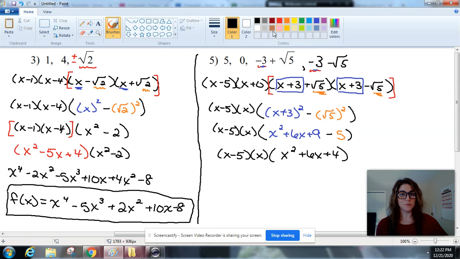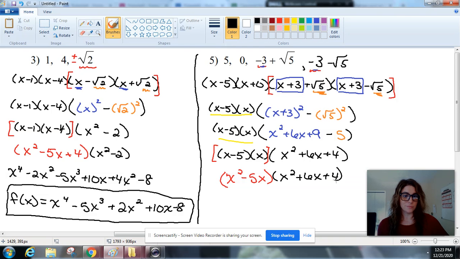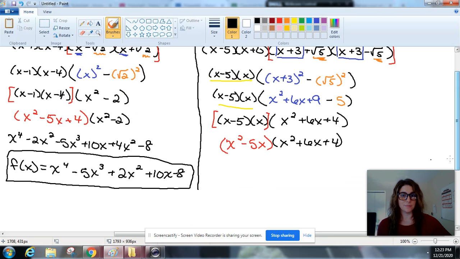Now you could have even been multiplying this front end together, because that's not hard at all either. You can multiply that part first and then deal with your radicals. It doesn't matter. Multiplication is commutative, means you can multiply it in any order that you want to. Okay, so I'm going to multiply these front ends now at this point, x squared minus 5x. And then I can multiply that into the polynomial that I have in the back end.